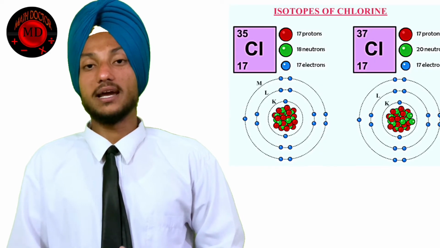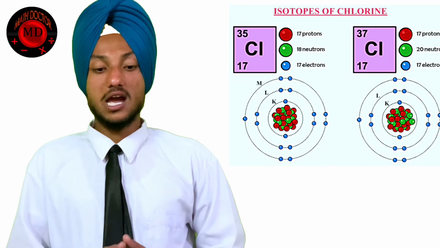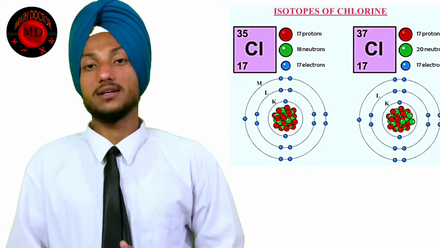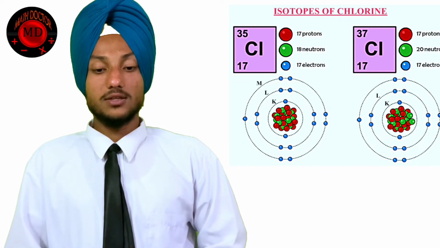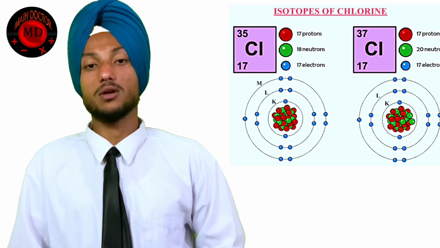For example, the element chlorine has two isotopes, Cl35 and Cl37, having atomic masses of 35 and 37 respectively. The placing of these two isotopes of chlorine having different atomic masses in the same group of the periodic table could not be explained by Mendeleev's periodic law. That's about the first limitation, and now let's discuss the second one.